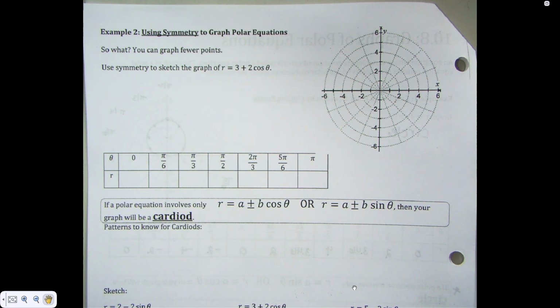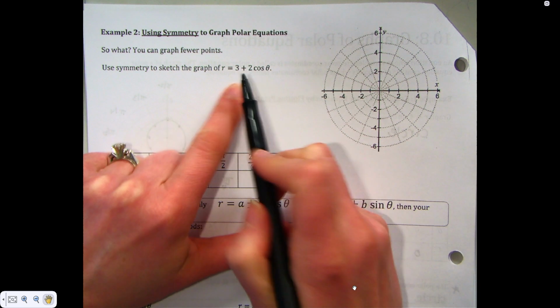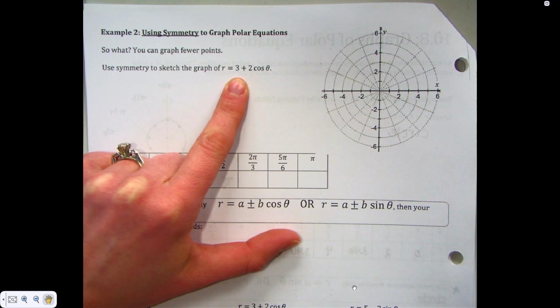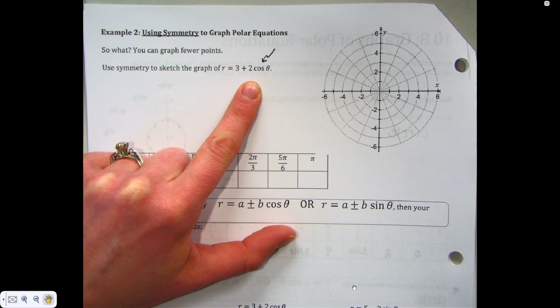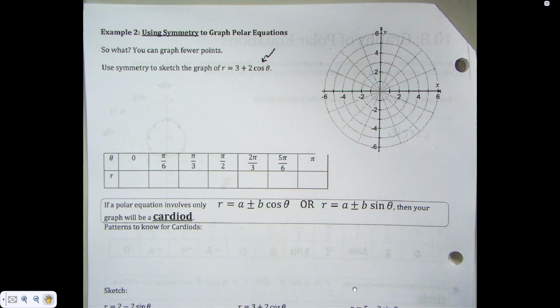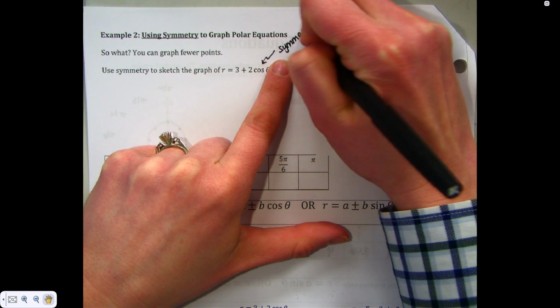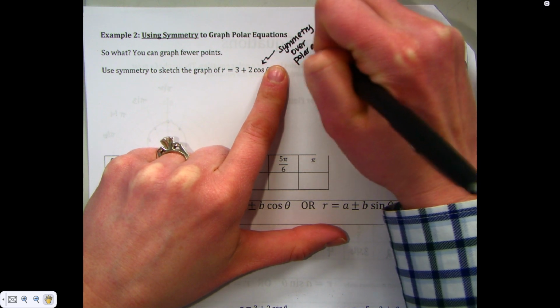For example, if I see that I have this equation, it's no longer a circle because there's a number in front of the multiplier times cosine. So this one will not look like a circle, but I can notice that it's a function of cosine. And since it's a function of cosine, I know that I will have symmetry over the polar axis. So the fact that it's cosine tells me there is symmetry over the polar axis.